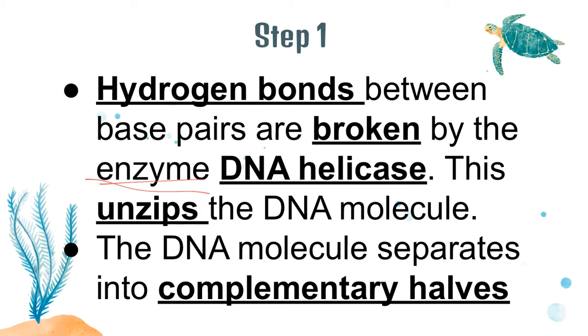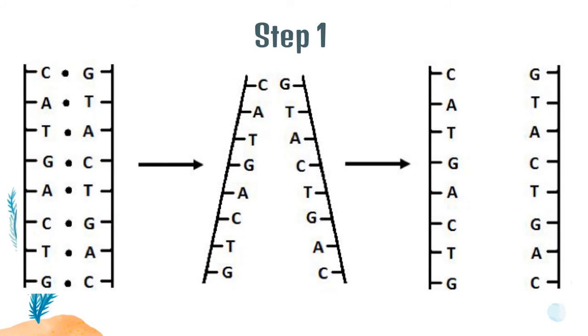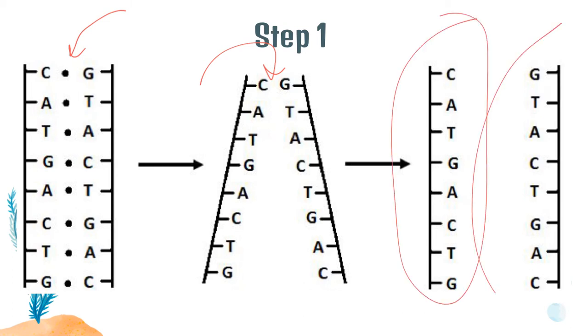Then the DNA is in separate halves, and those halves are complementary, meaning one side would have an A and the other side would have a T because those two sides correspond. So here we can see this happening. Right here, that's our hydrogen bond between our two sides of our DNA, and over time that DNA helicase unzips that DNA and creates two separate but complementary sides.